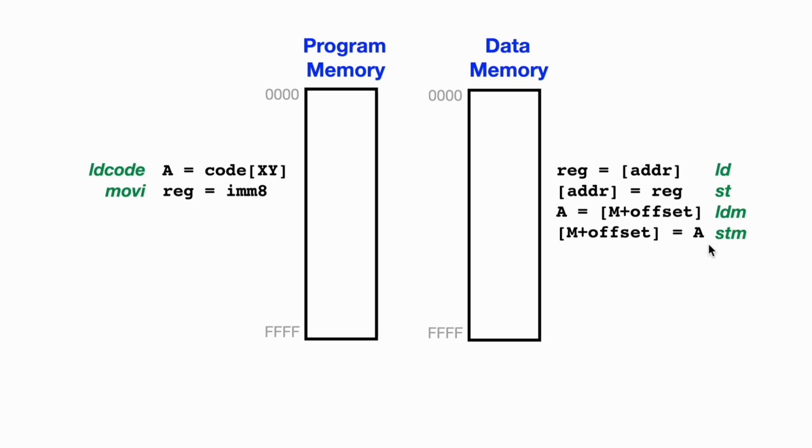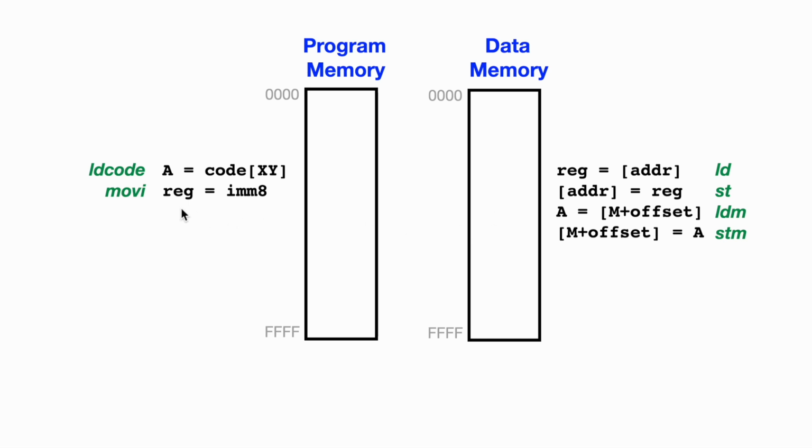We also have the load M and store M instructions. In these instructions, the address is computed as the sum of the M register and an offset. The M register is a 16-bit register, and a 16-bit offset is included directly in the instruction, and these are added together to compute an address in the data memory. In the load M instruction, a byte is moved from data memory into the A, or accumulator, register, and in the store M instruction, a byte is moved from A into the data memory.